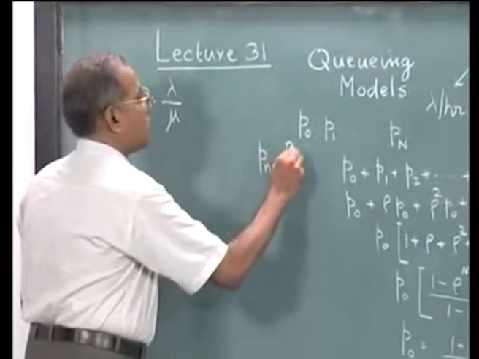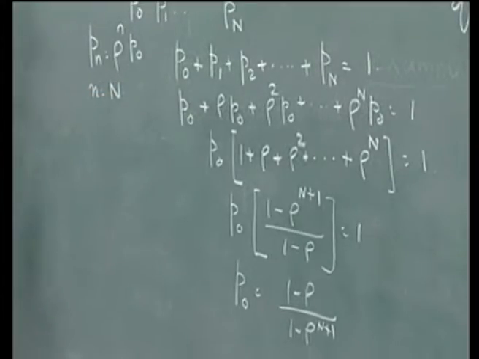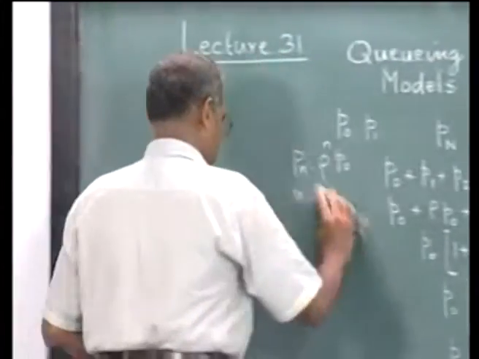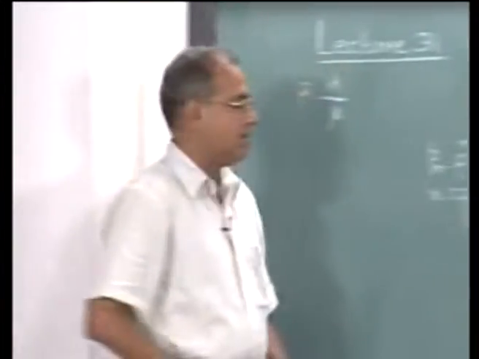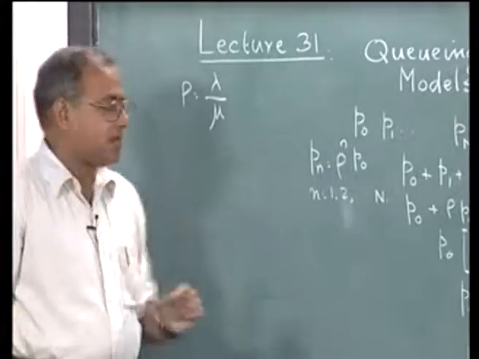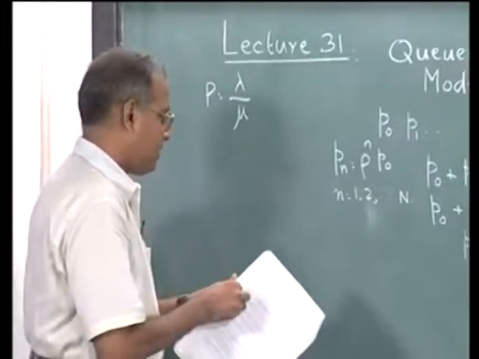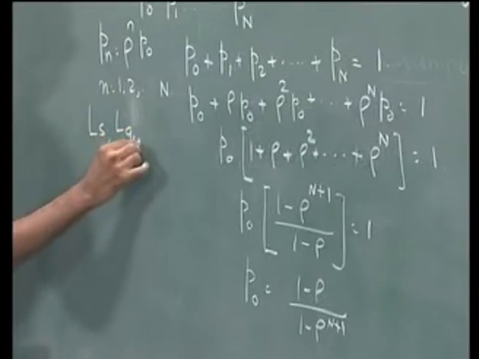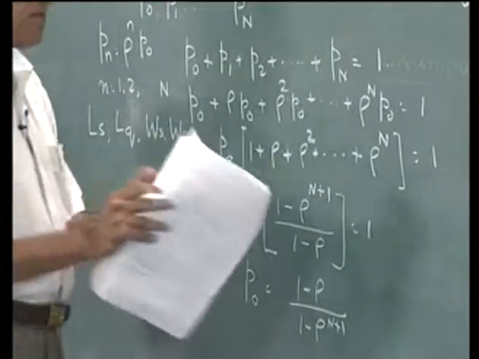So, the moment the expression for P naught changes, the expression for a general P n is equal to rho to the power n P naught, for n equal to 1 to N. We can use this to find out the probabilities that there are small n number of people in this system. The rest of the equations are quite similar and we derive them. We need to derive the expression for Ls, Lq, Ws and Wq. Now, let us derive this expression for Ls.